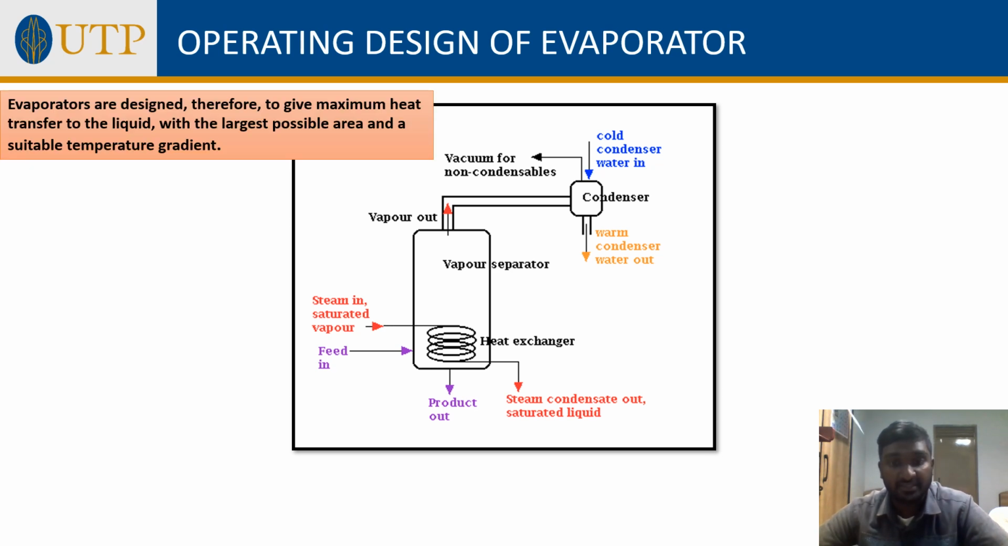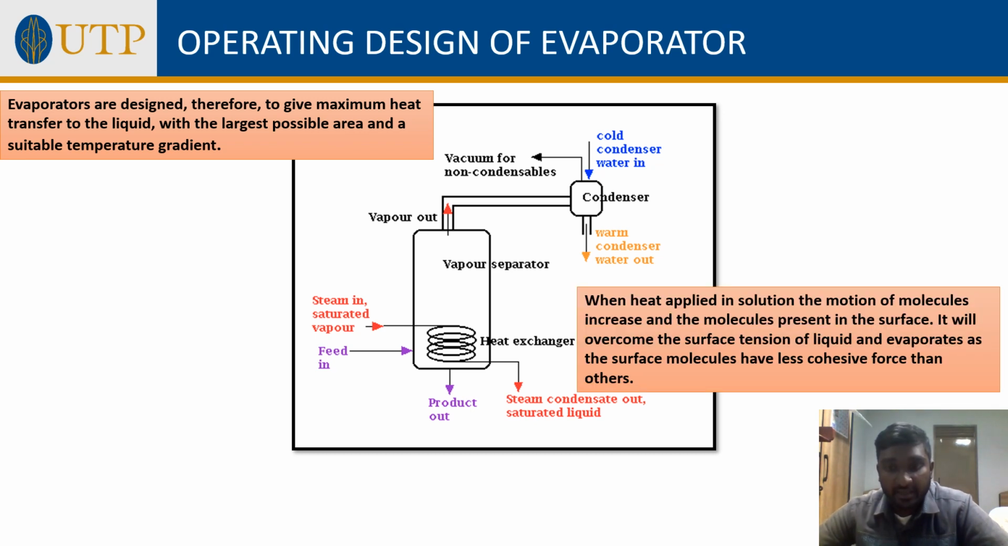Evaporators are designed to give maximum heat transfer to the liquid with the largest possible area and a suitable temperature gradient. When heat is applied to the solution, the motion of the molecules increases, and the molecules present on the surface will overcome the surface tension of the liquid and evaporate, as the surface molecules have less cohesive force than others.